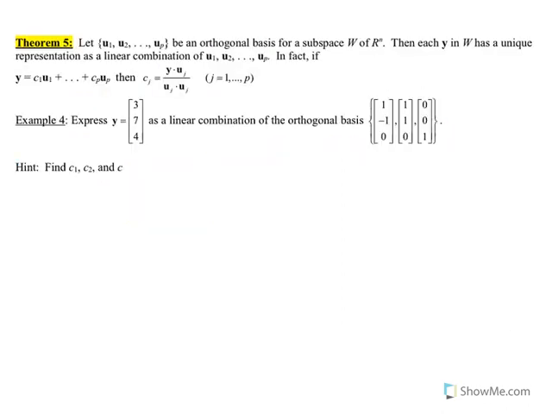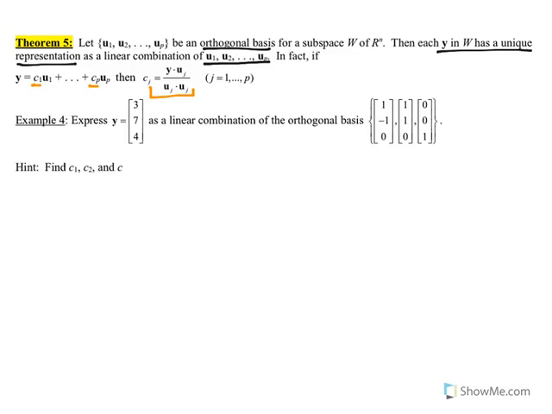So what Theorem 5 is saying is, again, if I have an orthogonal basis for a subspace, then each y has a unique representation as a linear combination of u1 through up. That makes sense because every vector in the subspace should be able to be described by the basis vectors. That's the whole point of a basis. But what we're advancing now is, because it's an orthogonal basis, we have a very specific formula for figuring out each of those constants, which is actually what we're looking for when we are solving an equation.